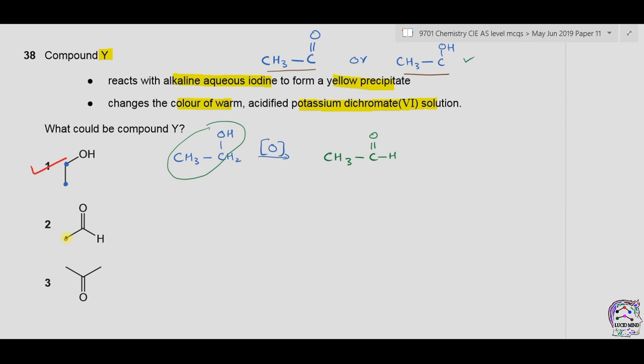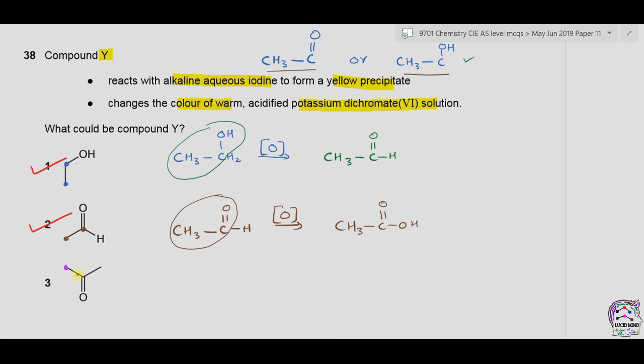Now in compound 2 we can see that we have 2 carbon atoms and it is an aldehyde. This can be oxidized into a carboxylic acid. And also we can see that this group is present, which is responsible for yellow precipitate formation. So 2 is also correct.